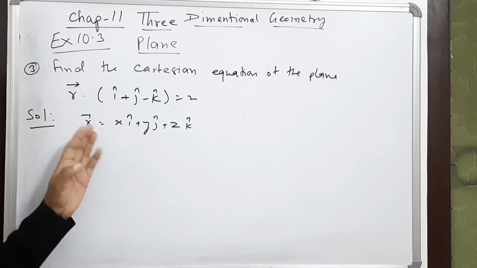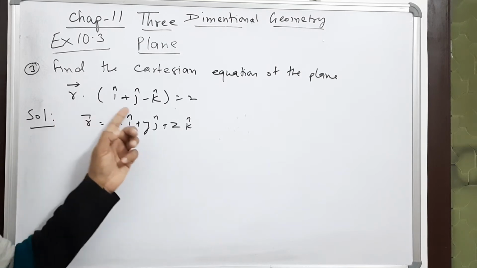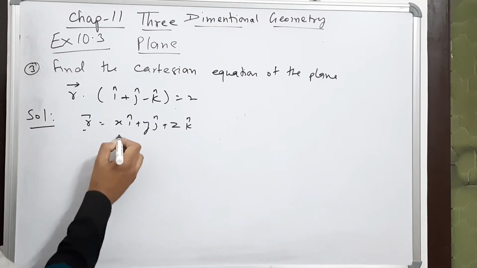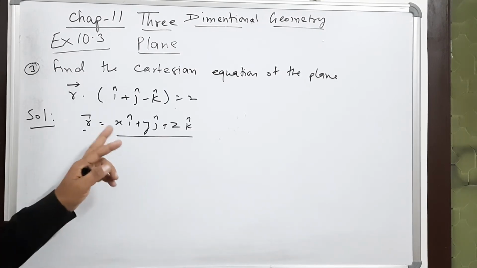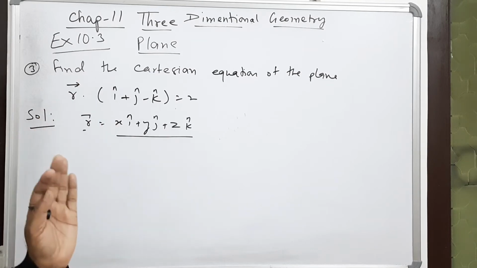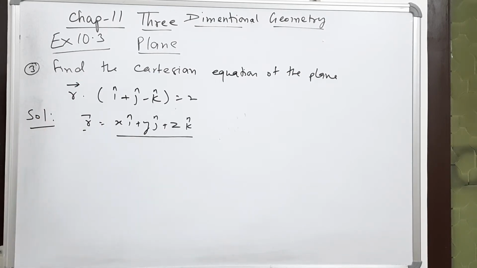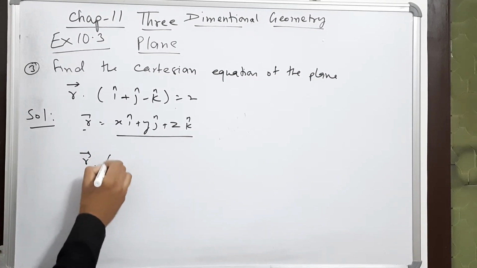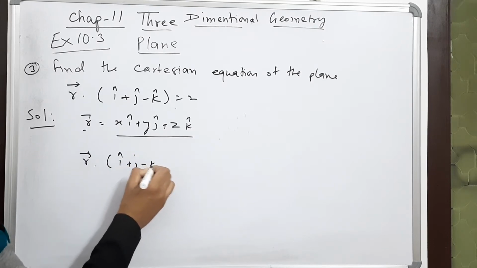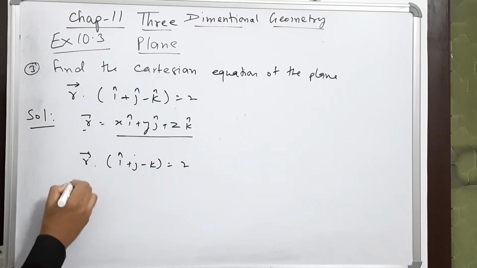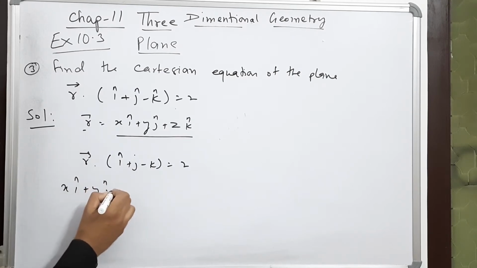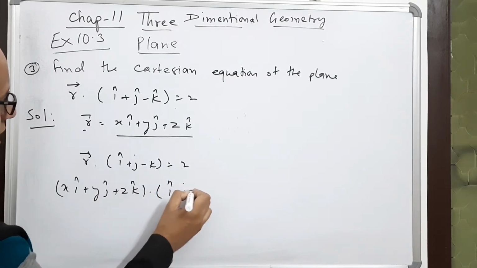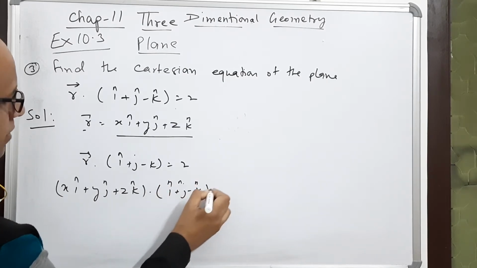Yes, in this problem I am explaining how to convert the vector form of the plane into the Cartesian form. That is the Cartesian equation. You know r vector is the position vector of any point present on the plane. This x, y, z is any point on that plane. Then r vector dot (i cap plus j cap minus k cap) equals 2 is (x i cap plus y j cap plus z k cap) dot (i cap plus j cap minus k cap) equals 2.